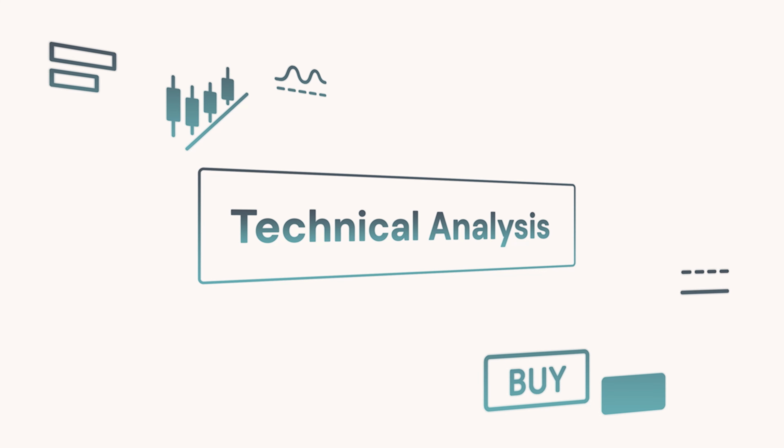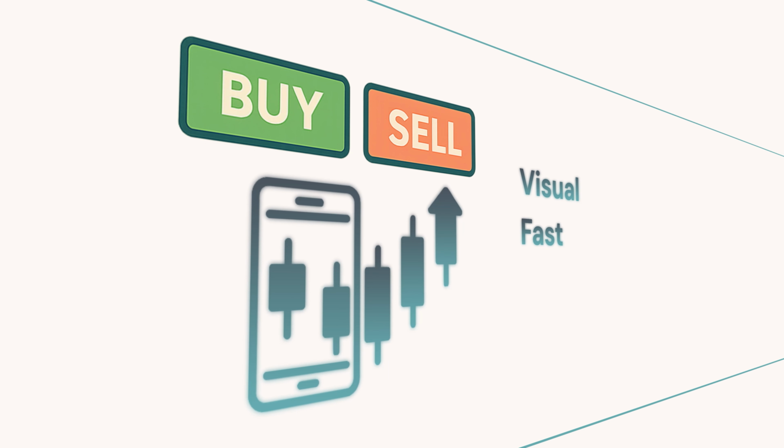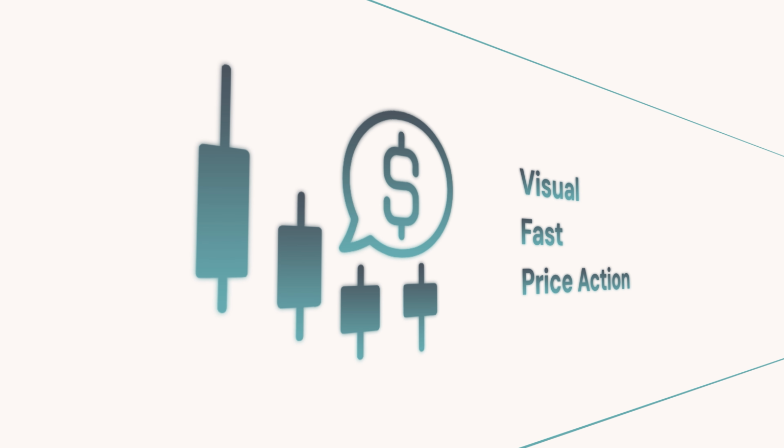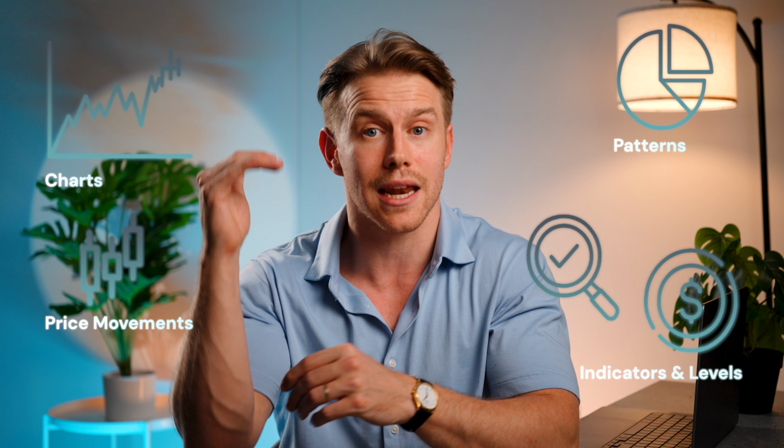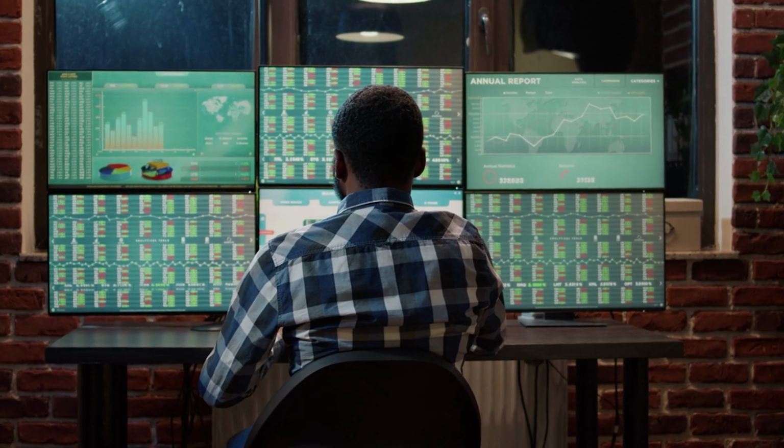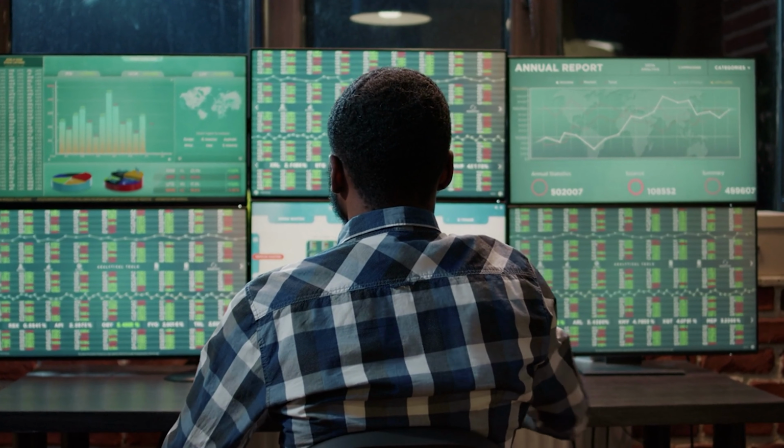Now, let's start with the most popular lens, technical analysis. This is the go-to for most retail traders, and for very good reason. It's visual, it's fast, and it gives you a clear method to read price action. Technical analysis is all about looking at the chart, price movements, patterns, indicators, and levels. You're trying to figure out where the market might go based on what it's done in the past.